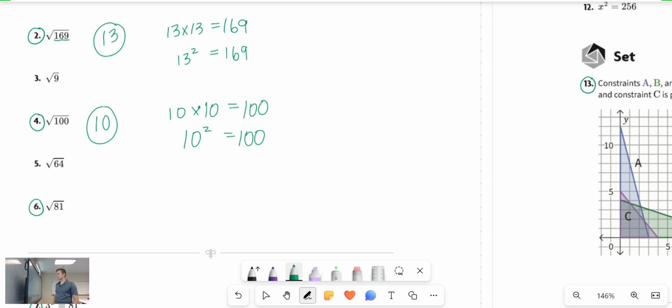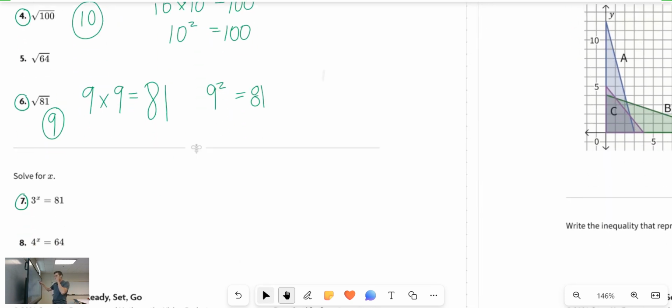And the same goes for number 6. It's good to know your perfect squares on the way up. So 1 times 1 is 1, 2 times 2 is 4, 3 times 3 is 9, and so on. And if you get all the way to 9, 9 times 9 equals 81. So 9 squared equals 81, which means that the square root of 81 is 9. There we go. All right, let's move on.